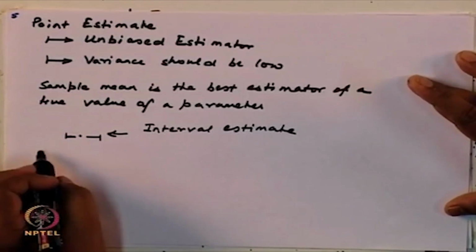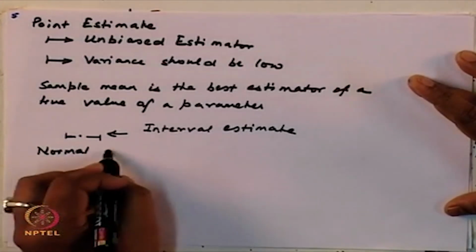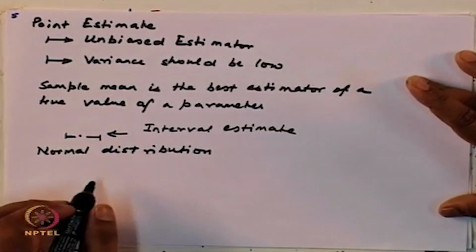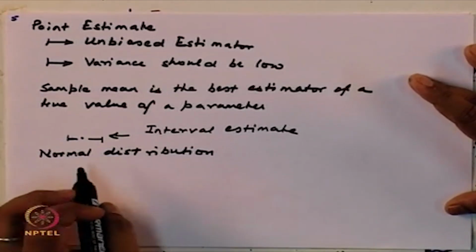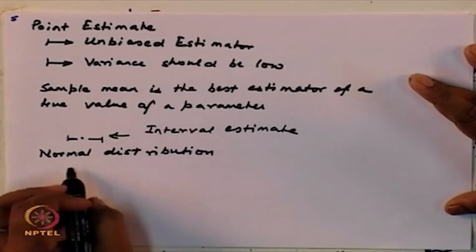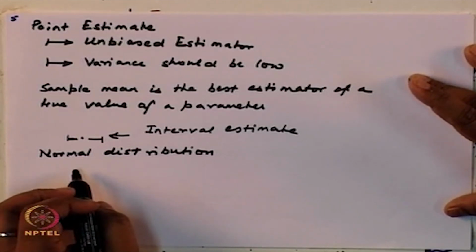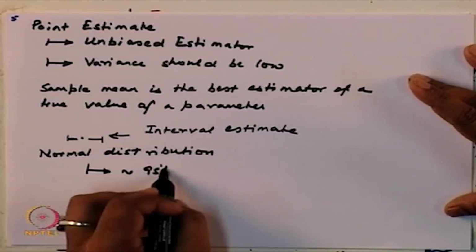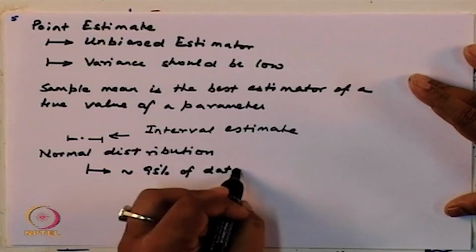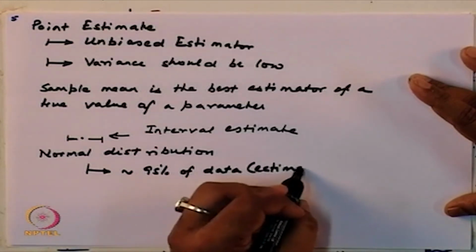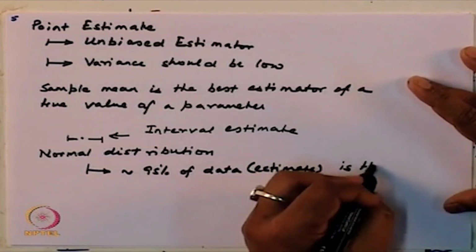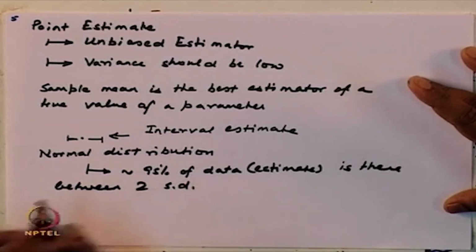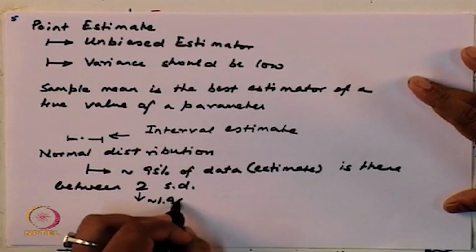For a normal distribution, we know that between two standard deviations roughly 95% of the data is there. So roughly 95% of the data, or the estimate, is there between two standard deviations. Instead of 2 it is actually roughly 1.96 to be exact.